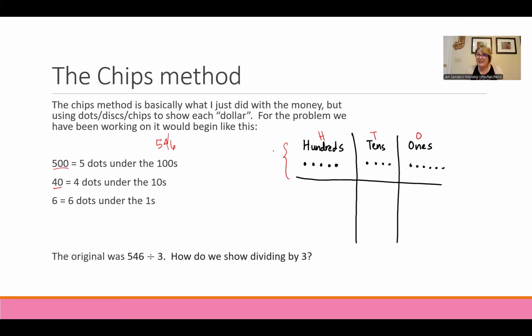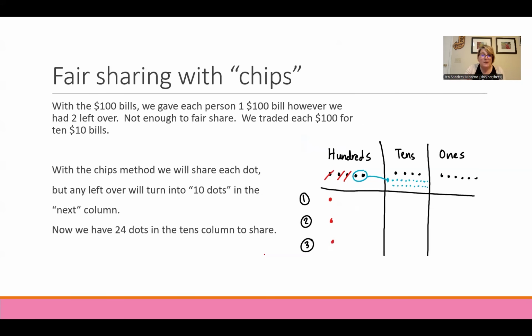So this is just like that screen I had a little ways back, which was 5 $100 bills, 4 $10 bills, and 6 ones. Okay, so how is this going to show our dividing? All right, let's do it. We are going to begin just like we did with the $100 bills, and we're going to fair share these hundreds. Each person's going to get 1, and I'm going to cross it off. You can just cross it off once or X it out, but those 3 are gone. So 1, 2, 3, I handed them out.